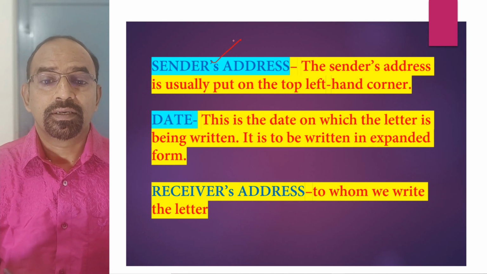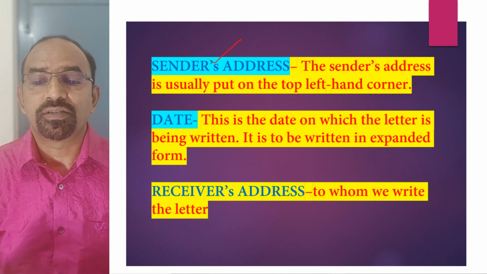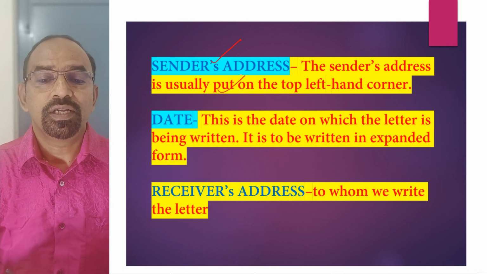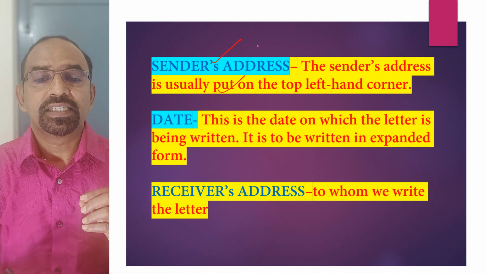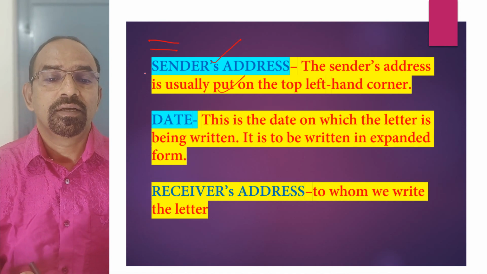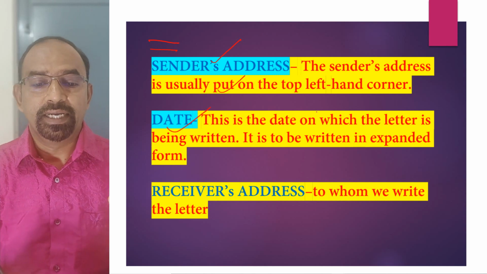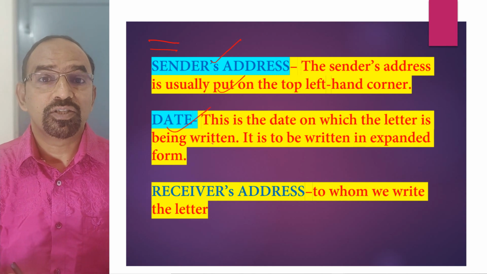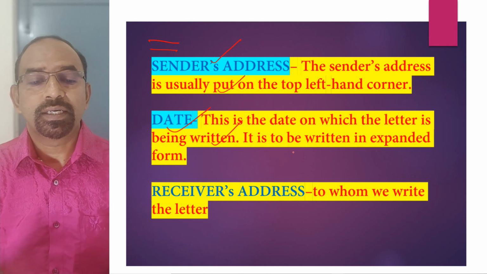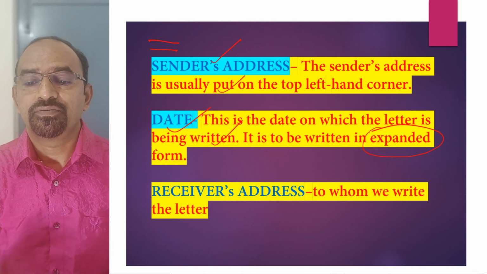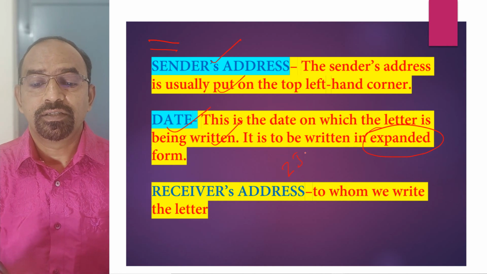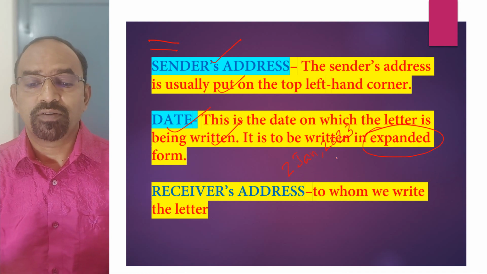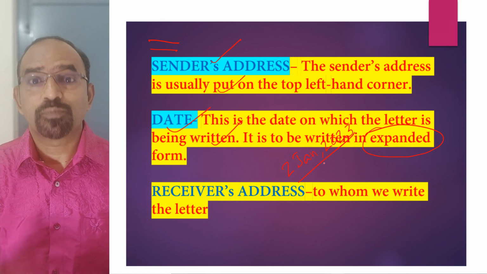Let us check the format. Sentence address. The sentence address is usually put on the top left hand corner, and after writing the sentence address in 2 lines, leave 1 line and then write date. This is the date on which the letter is being written. It is to be written in expanded format. Expanded format, if today is 2nd January, then 2023 or 22, whatever it is, you have to write like this, expanded form.